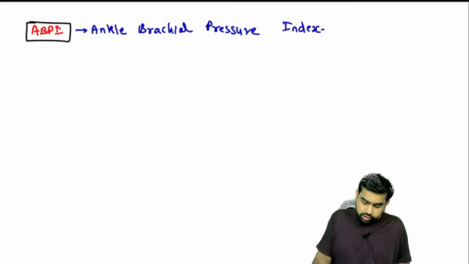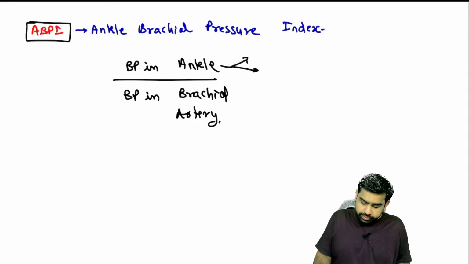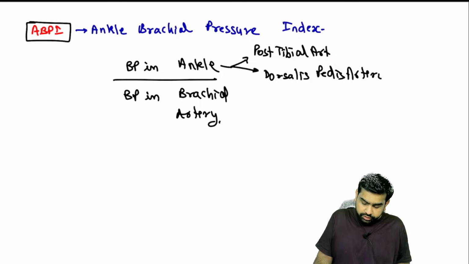index. So in this, what you basically do is you take the blood pressure in the ankle and you divide it with the blood pressure in the brachial artery. Okay, in the ankle, where do you measure this blood pressure? You measure it in the posterior tibial artery or the dorsalis pedis artery.